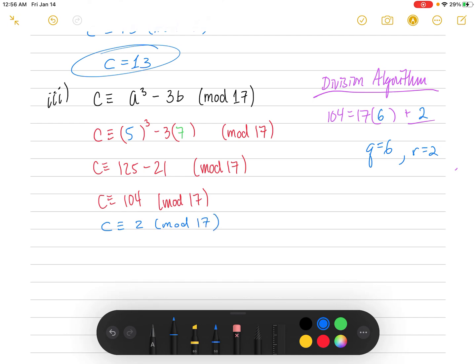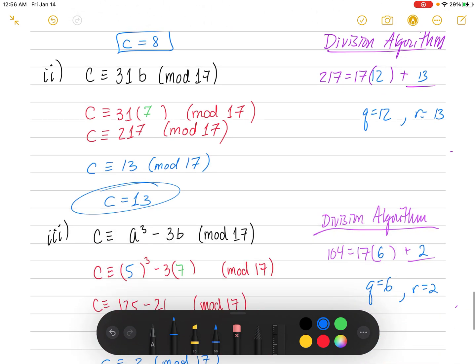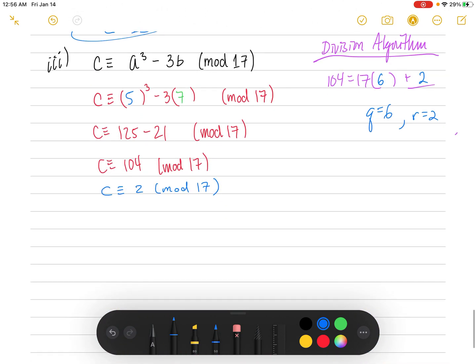So how did I get from 104 to 2? Well, I subtracted 17, my modulus, 6 times. So I took 104 minus 17, minus 17, and so on, six times. I got down to 2. And 2 has to be the value of C, because C must be between 0 and 16, and 2 does the job. So C is actually exactly 2.